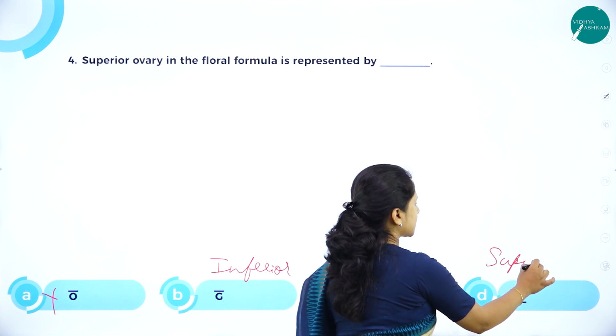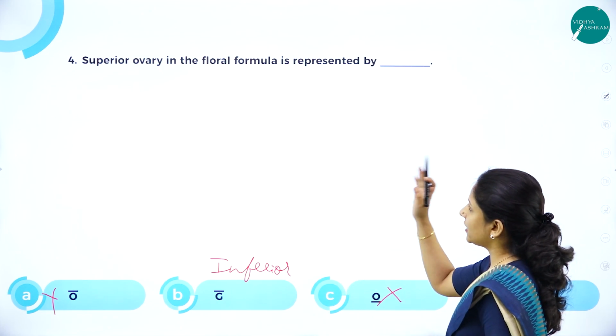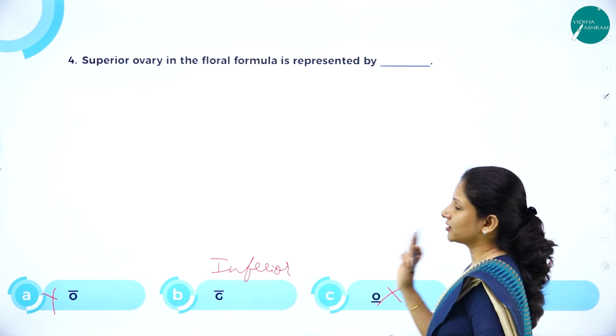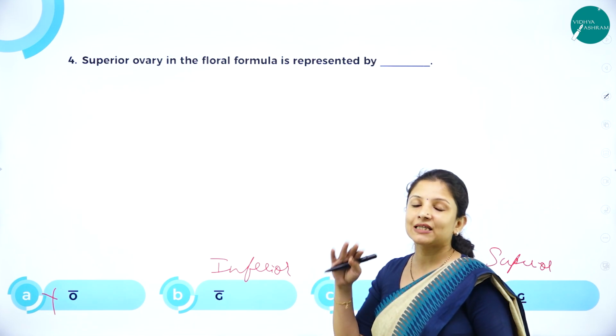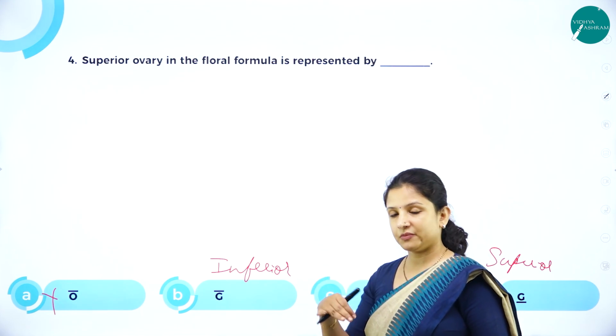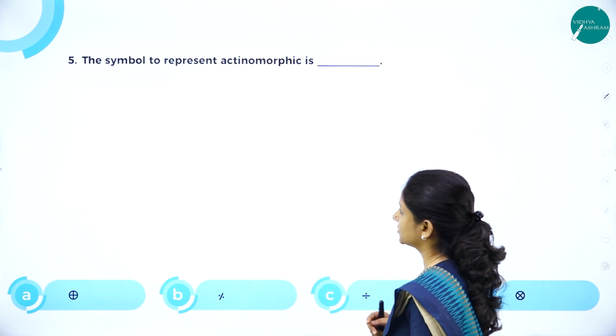Or they can change the question like this: hypogynous ovary in the floral formula is represented by, because hypogynous means superior, perigynous means semi-inferior, epigynous means inferior ovary. So, based on those terms also, questions can be asked.